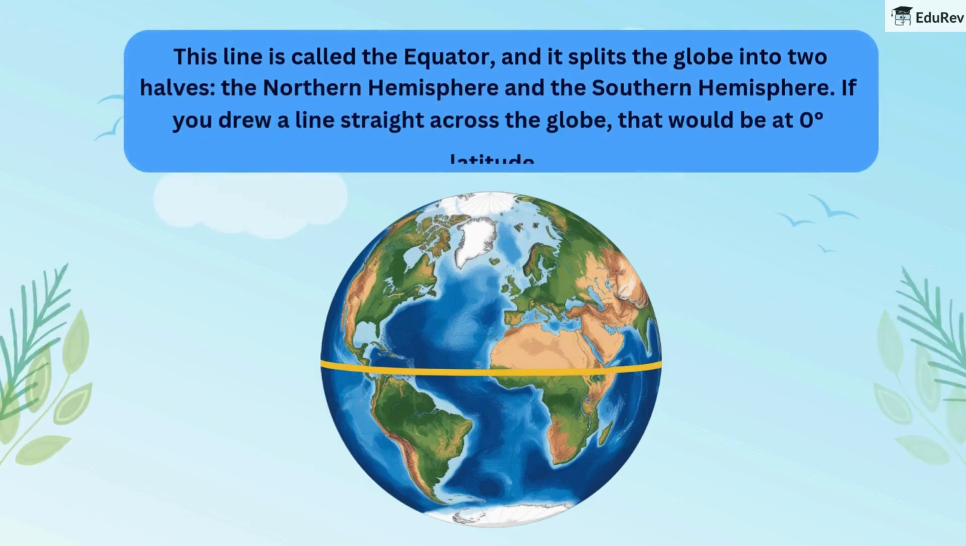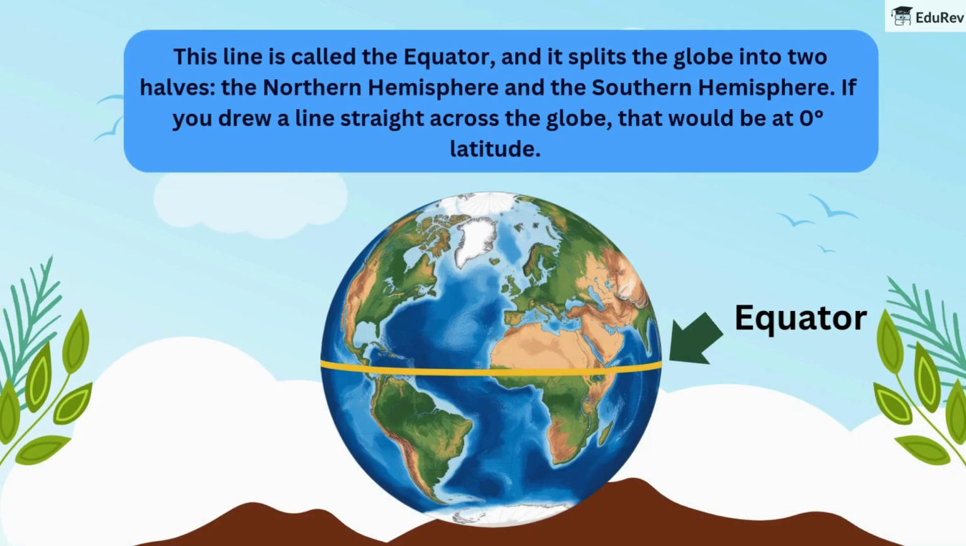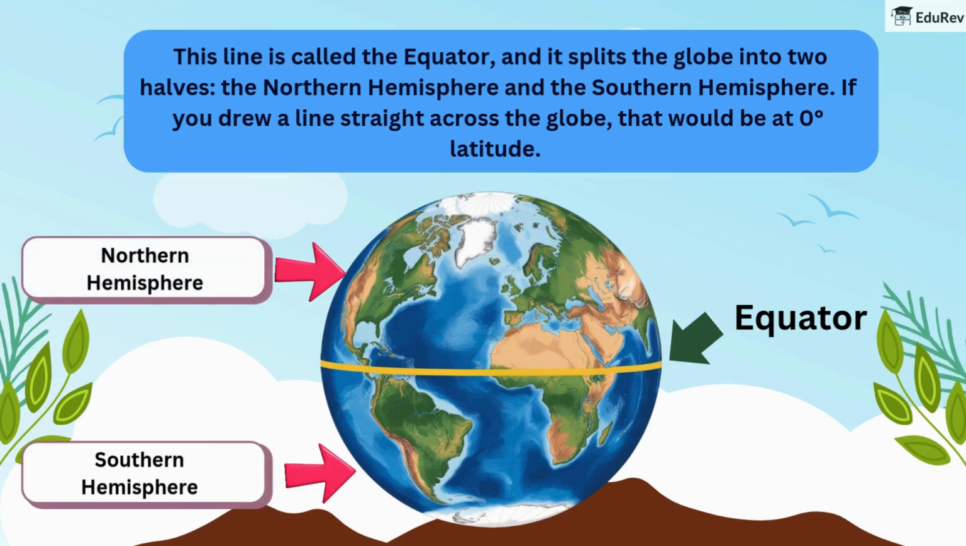Now, there's a special line that goes around the middle of the globe. This line is called the equator, and it splits the globe into two halves, the northern hemisphere, where we live, and the southern hemisphere. If you drew a line straight across the globe, that would be at 0 degree latitude.